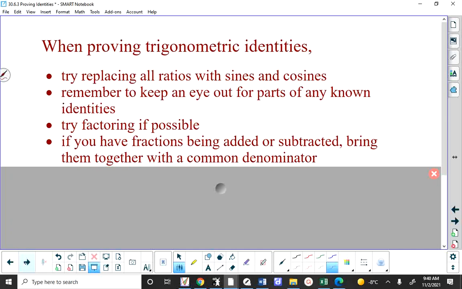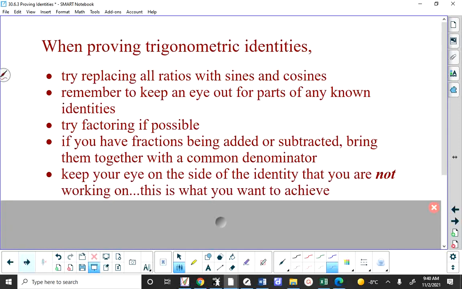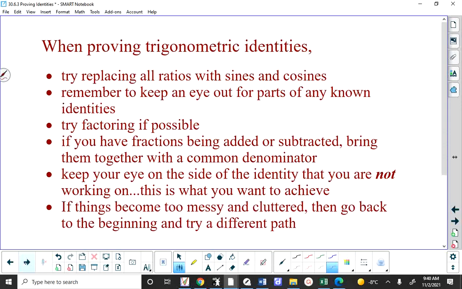But there's something else, and I've mentioned this before, that is important for proving identities. Keep your eye on the side of the identity you're not working with. So remember, when proving an identity, we've done a couple of these, you work on the left side or the right side independent of the other side. You can't cross the equal sign, in other words. You can't start rearranging the equation. And what I'm saying is, if you're currently working on the left side, keep your eyes on the prize, which is what the right side is, because you want them to be equal to each other. So I just didn't have time to print this out, but this is the addition to that sheet now. Okay.